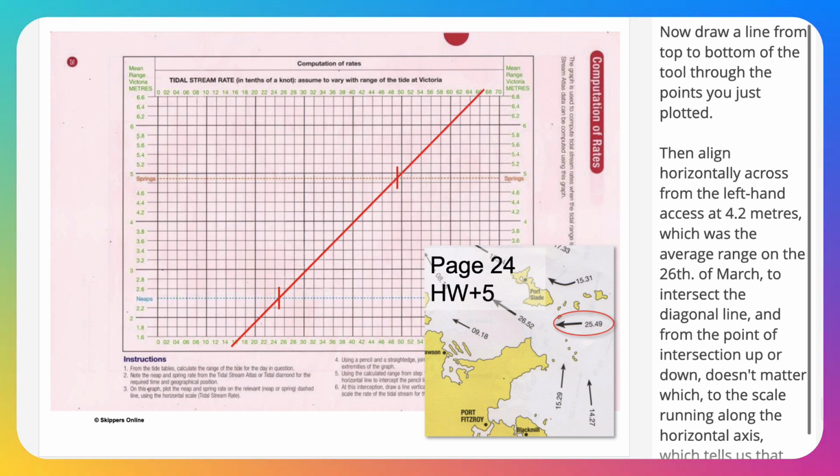Then a line horizontally across from the left-hand axis at 4.2 meters, which was the average range on the 26th of March, to intersect the diagonal line, and from the point of intersection, up or down, doesn't matter which, to the scale running along the horizontal axis, which tells us that the drift at high water plus 5 hours will be 4.3 knots.